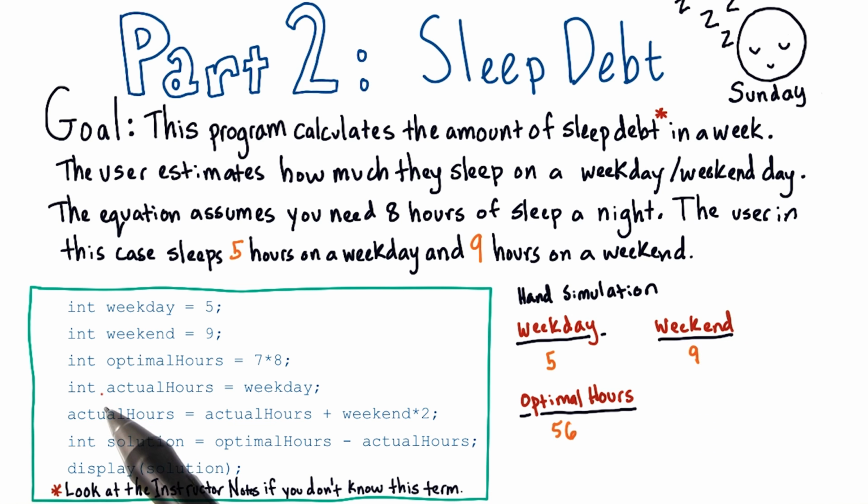Okay, we have another declaration here. We make a variable called actual hours, so I'll write that out. Well, it's equal to the value of weekday, and this is the current value of weekday.